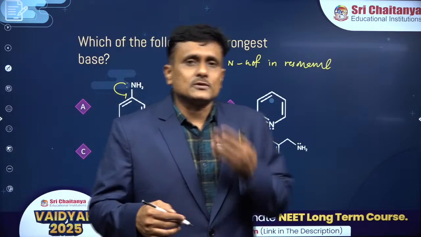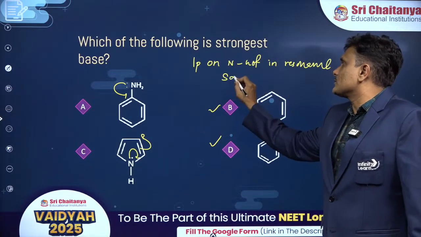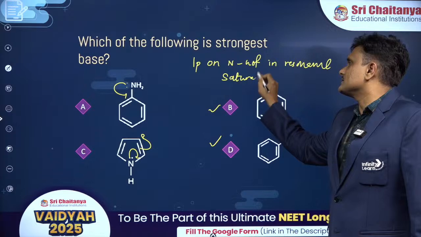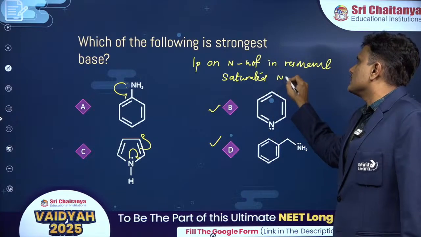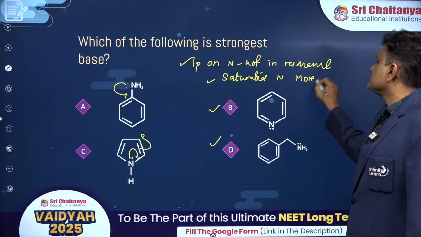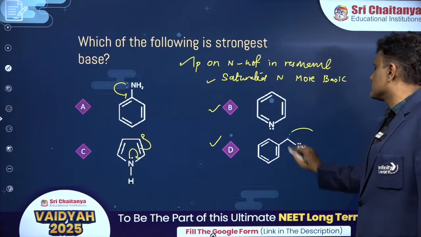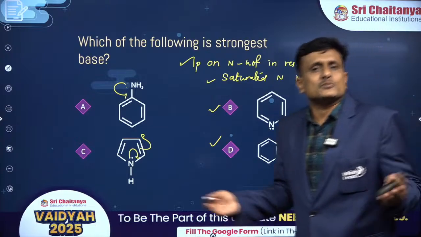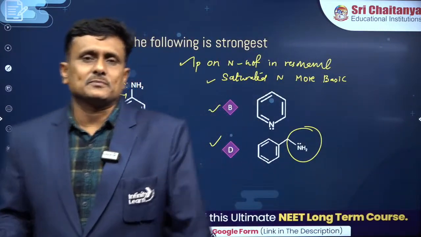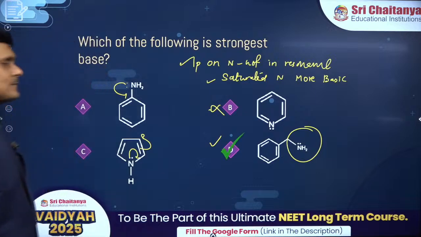Then in that case, sir, what should I do? In that case, remember, saturated nitrogen, the one which doesn't have any pi bond, is more basic. Saturated nitrogen, you can see this doesn't have any pi bond, it is saturated, it can easily donate the lone pair. So the right answer is D.